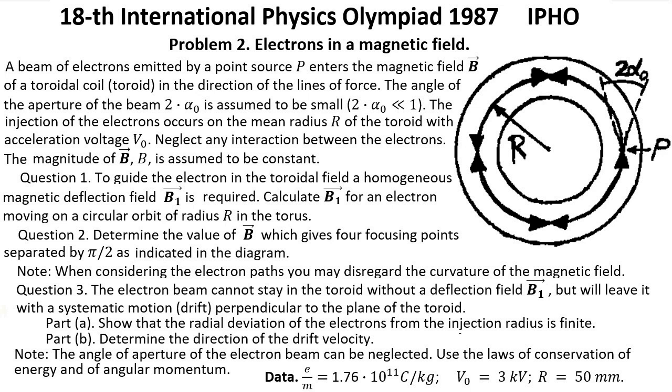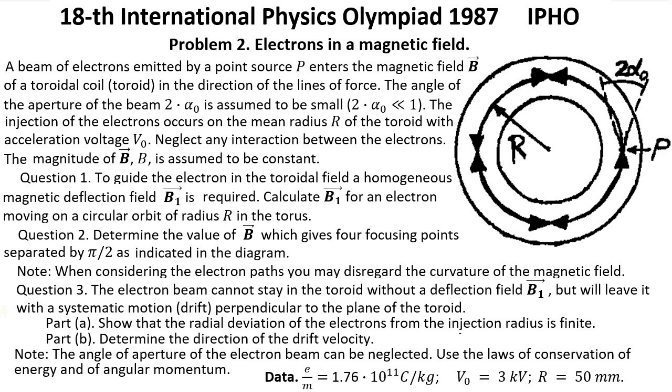Question 1. To guide the electron in the toroidal field, a homogeneous magnetic deflection field vector B1 is required. Calculate B1 for an electron moving on a circular orbit of radius r in the torus. Question 2. Determine the value of vector B which gives focusing points separated by pi over 2 as indicated in the diagram. Note, when considering the electron paths you may disregard the curvature of the magnetic field.